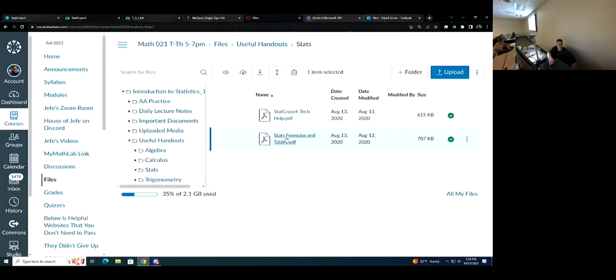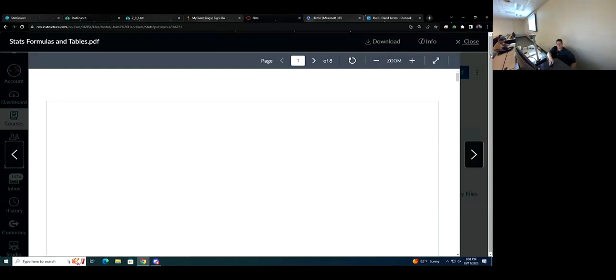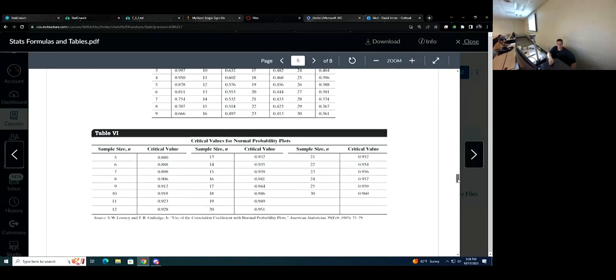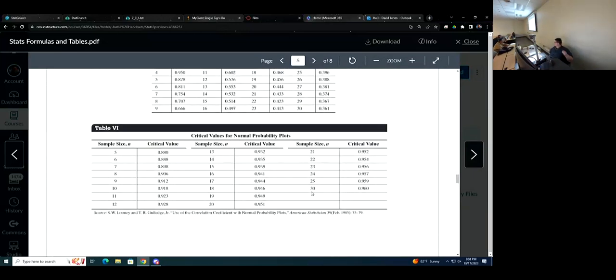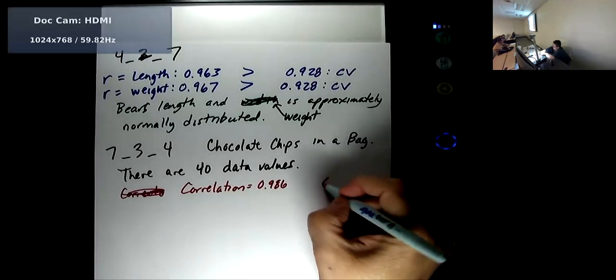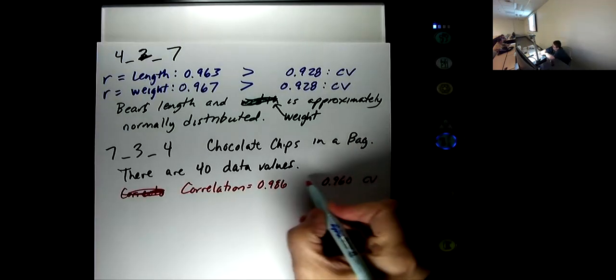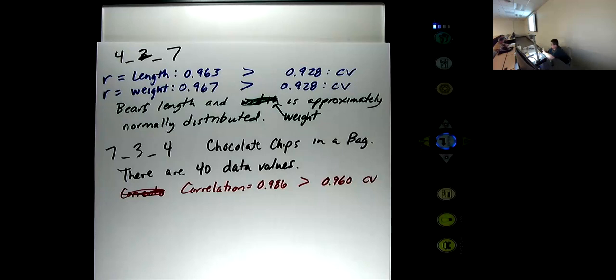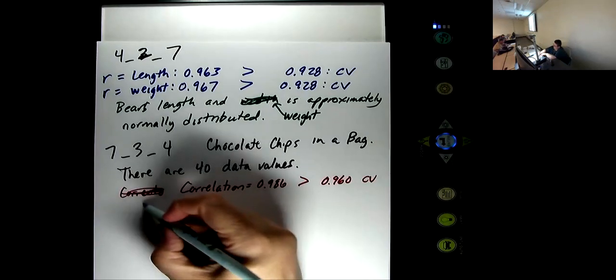And if we look at the table here, it only goes up to 30. So if it only goes up to 30, just use the one for 30. If you need more than 30, just use 30. So 30 is 0.960. So I'm using that one. The correlation stat is greater than it. So the chocolate chips are approximately normally distributed.